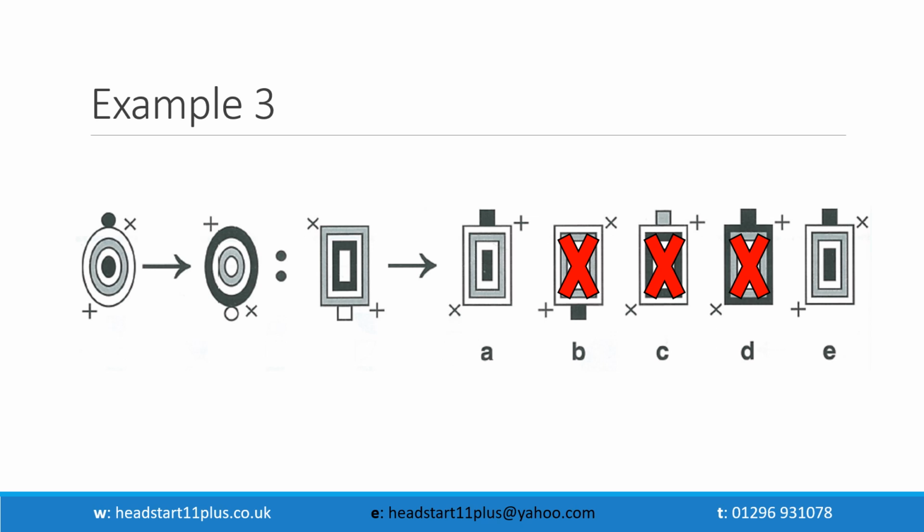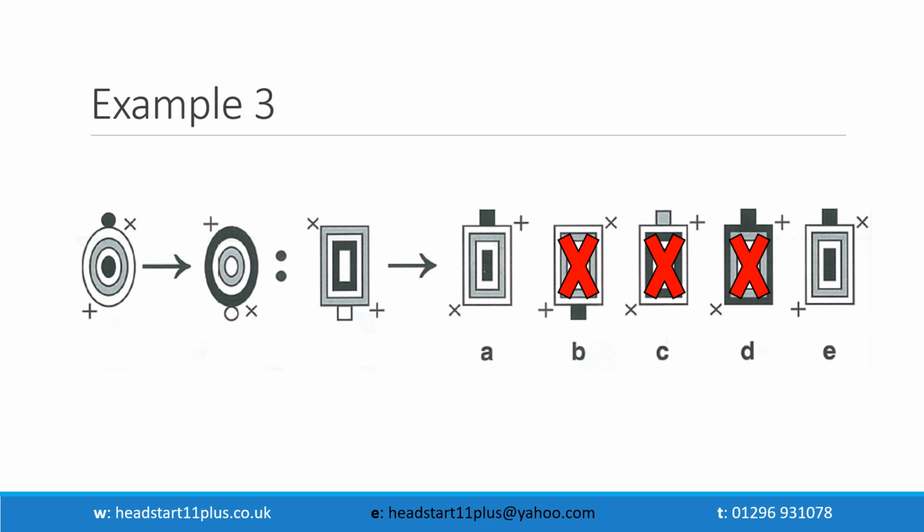Now our two answer options look very, very similar. The interior shape is very similar. The only real difference is the plus sign and the cross sign that we have. A has a plus in the top right and a cross at the bottom, and E has the cross at the top right and a plus sign at the bottom left.